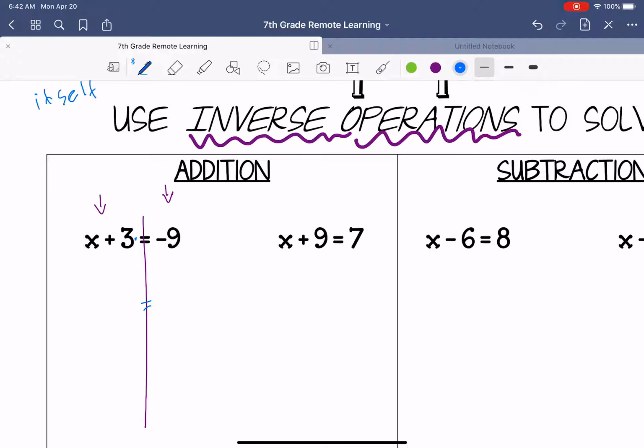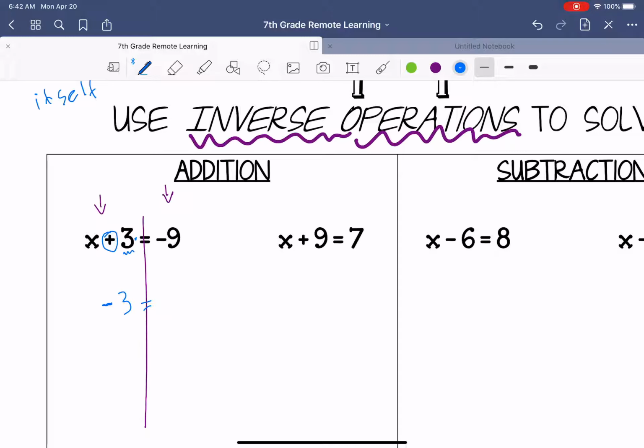So now let's go back to the idea of using our inverse operations. We're going to look at this plus and think, what's the inverse of plus, or adding? The inverse of adding is subtracting. So I'm going to do the inverse of whatever this number is. So subtract 3.